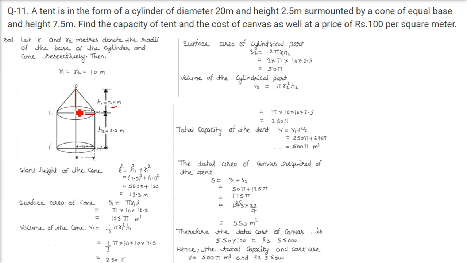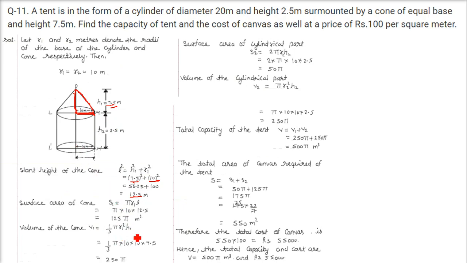So first of all, this is the height 7.5 and this is the base which is 10. So we have to find out the slant height. So under root 10 square plus 7.5 square. This is going to be the slant height of this cone. What is the surface area of the cone? Pi into r into L. So pi is there, r is the radius 10 and L, which is the slant height, is going to be 12.5 from here. And this is the surface area of the cone.